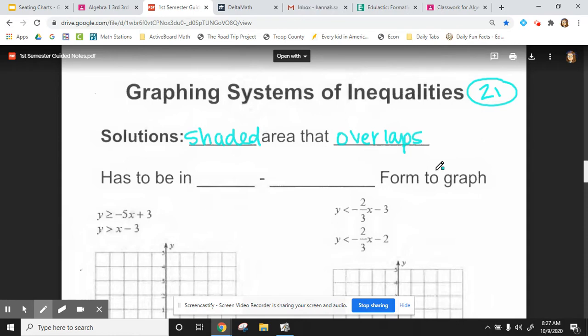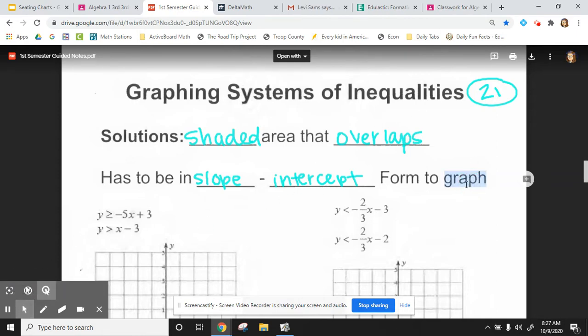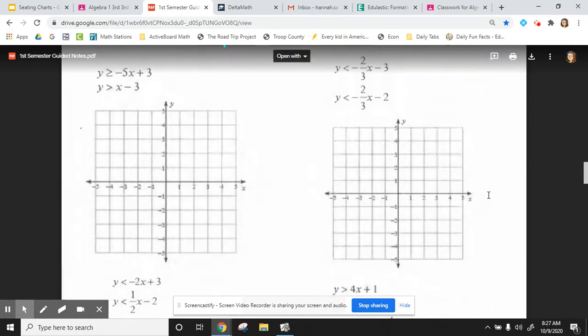The only time they're actually going to be graphing is when they're in slope-intercept form, which means y is going to be by itself. So what we're going to do is just go ahead and go to the examples. So this line, we're going to graph it first. So remember, we always start with our intercept. So we're going to start with +3. Then we look at our slope. This is -5, so I go down 5 and right 1.